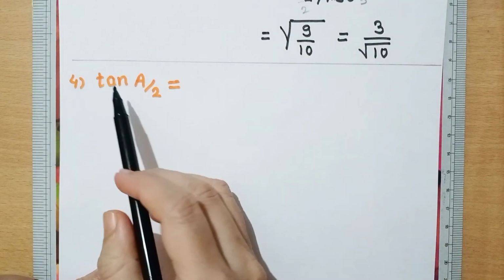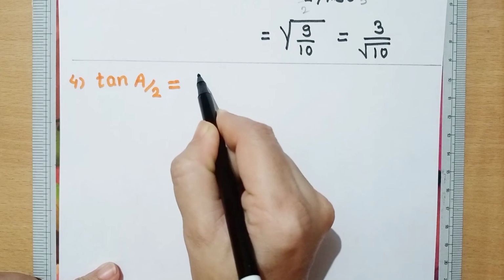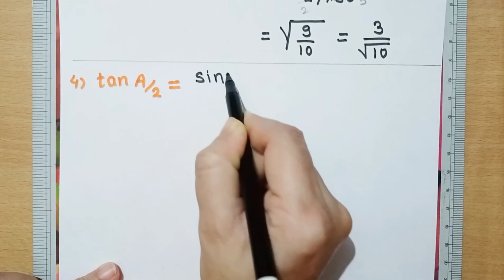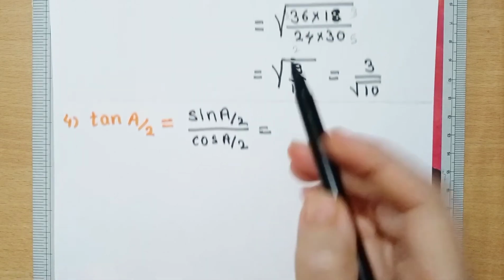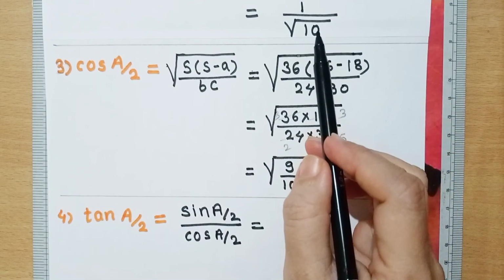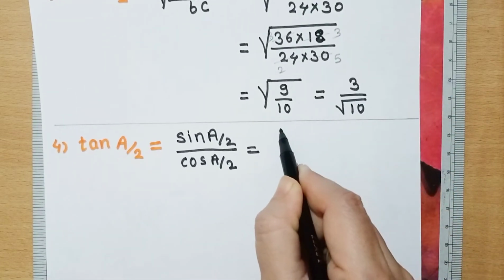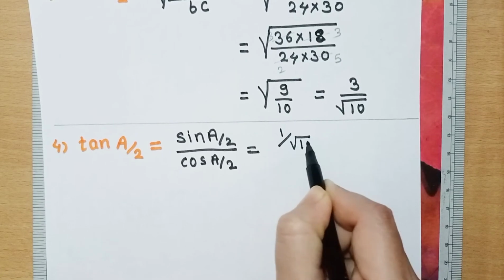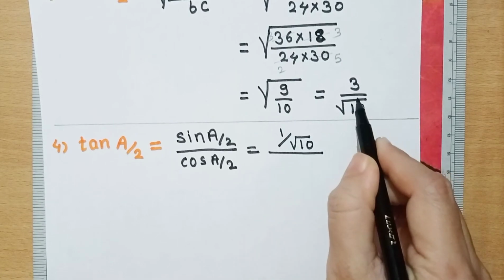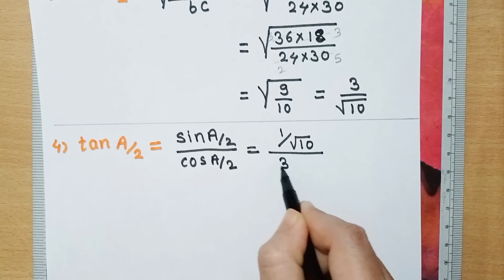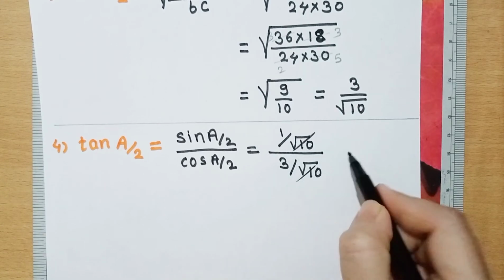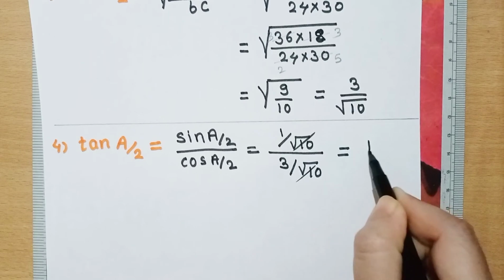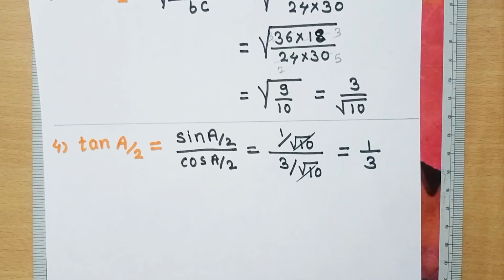Now next we have to find tan A by 2, and tan means sin upon cos. Now substitute values. Sin A by 2 we have found as 1 upon root 10, and cos A by 2 is 3 upon root 10. Now the same denominator gets cancelled and the answer is 1 upon 3.